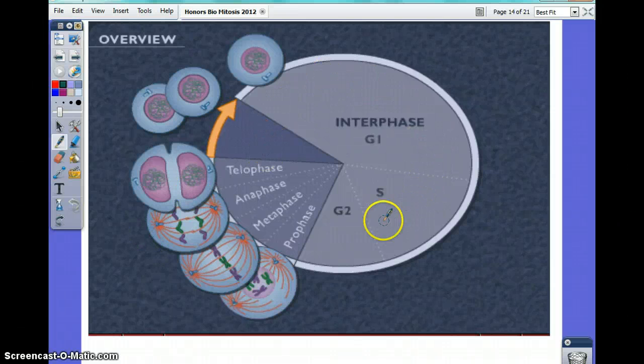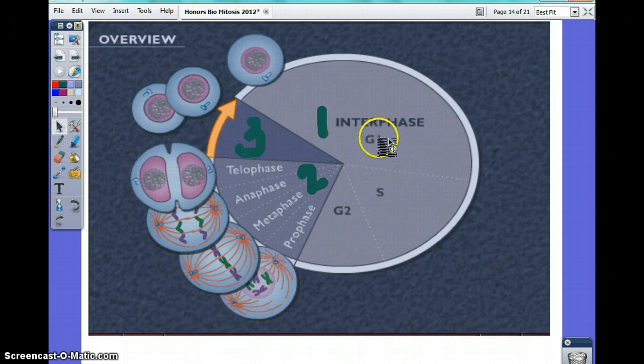Let's review the cell cycle with mitosis before we start meiosis. The cell cycle consists of three parts. The first part is interphase. The second part would be the mitotic phase or mitosis. And the third part would be cytokinesis.